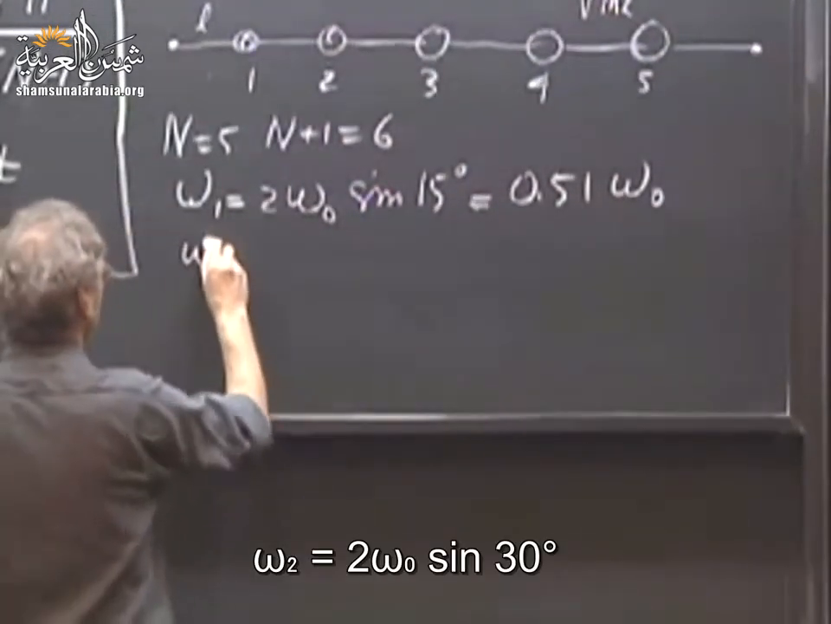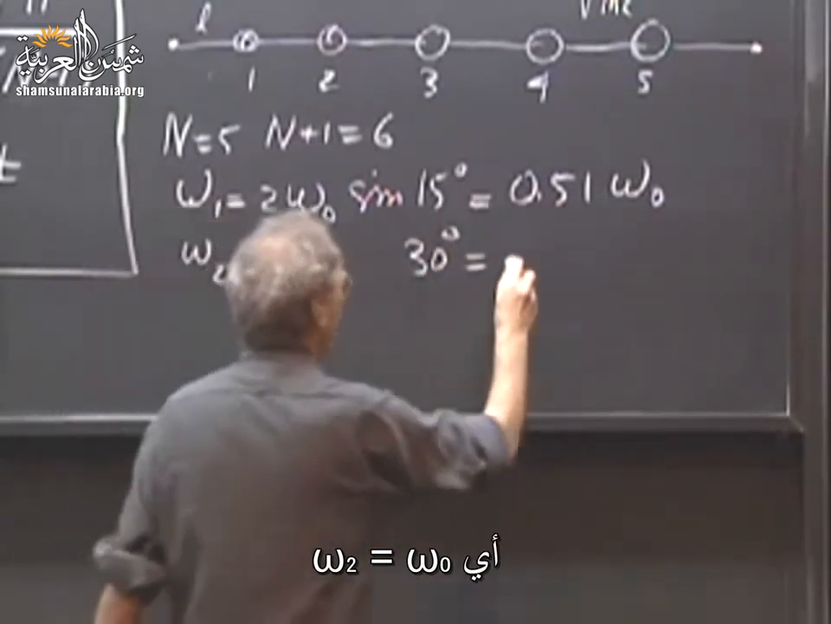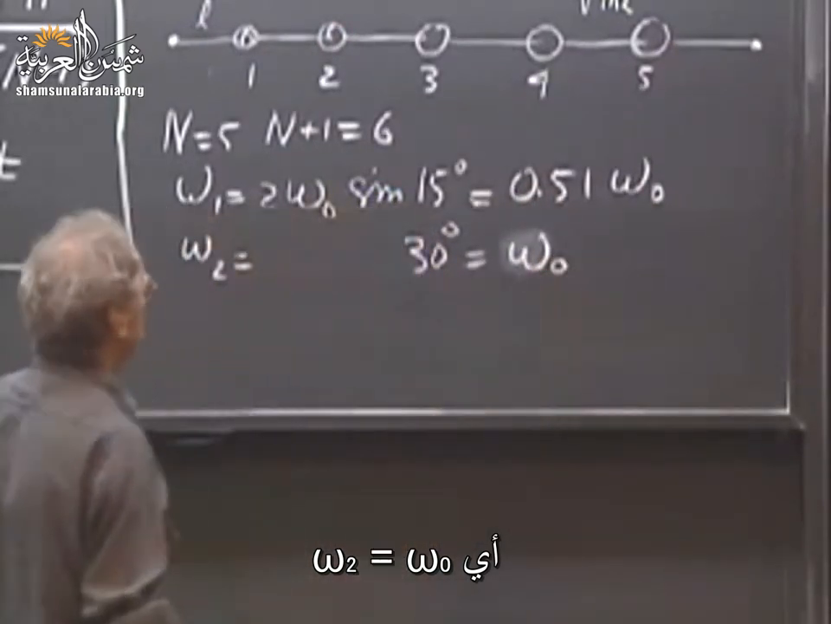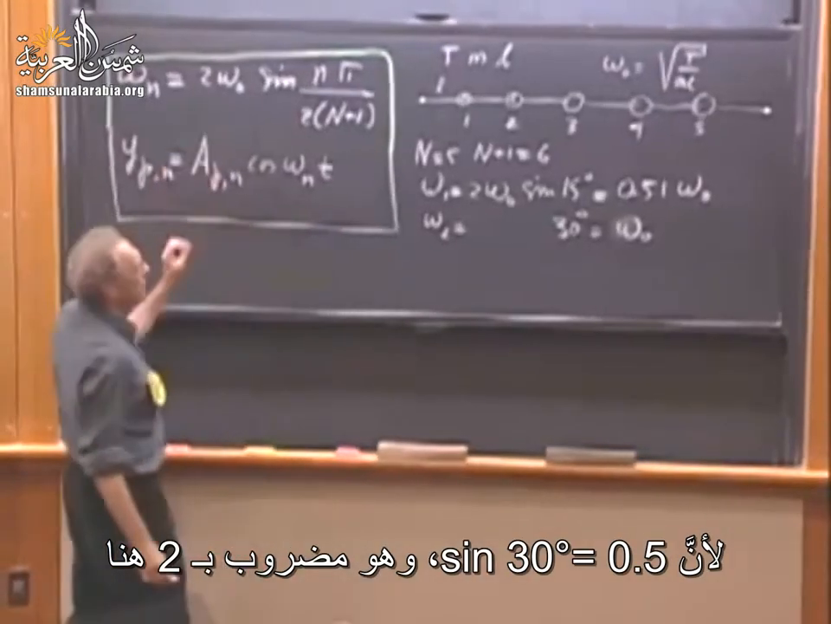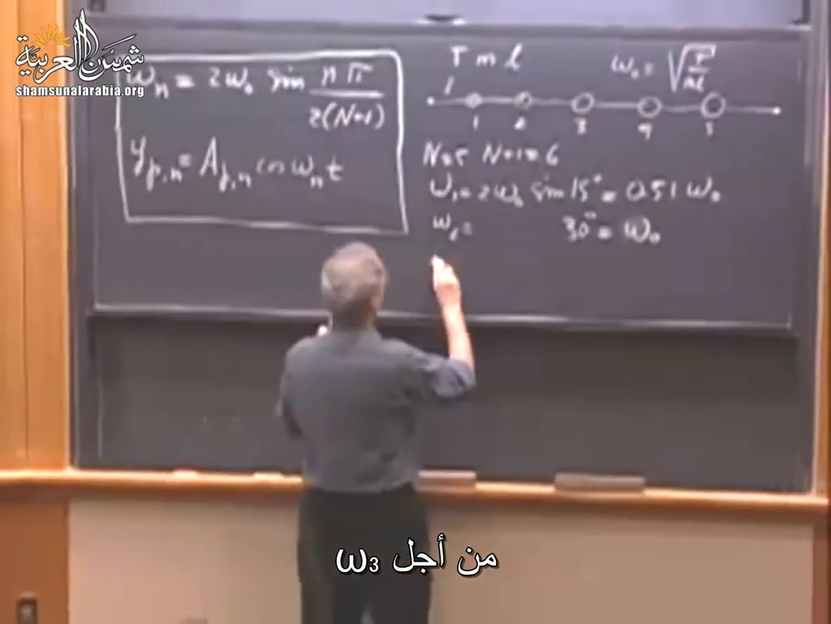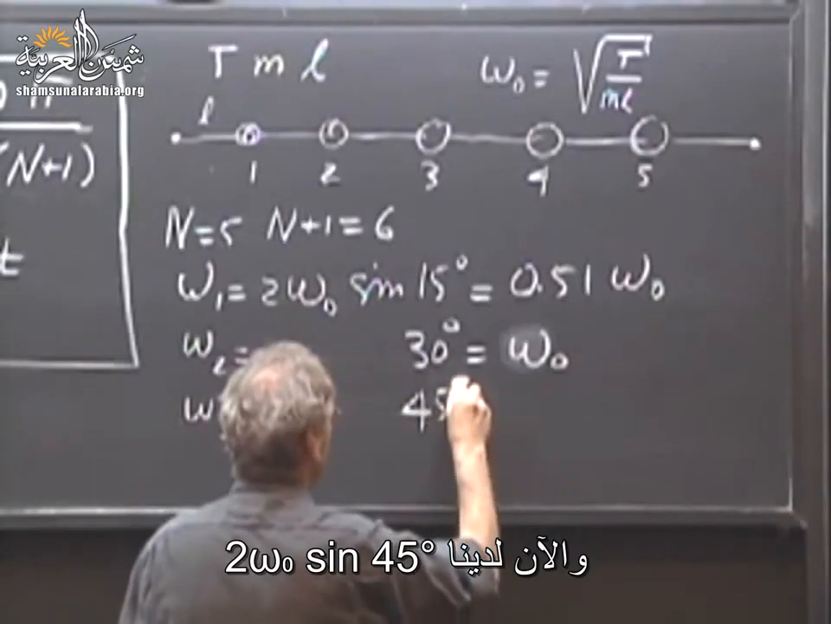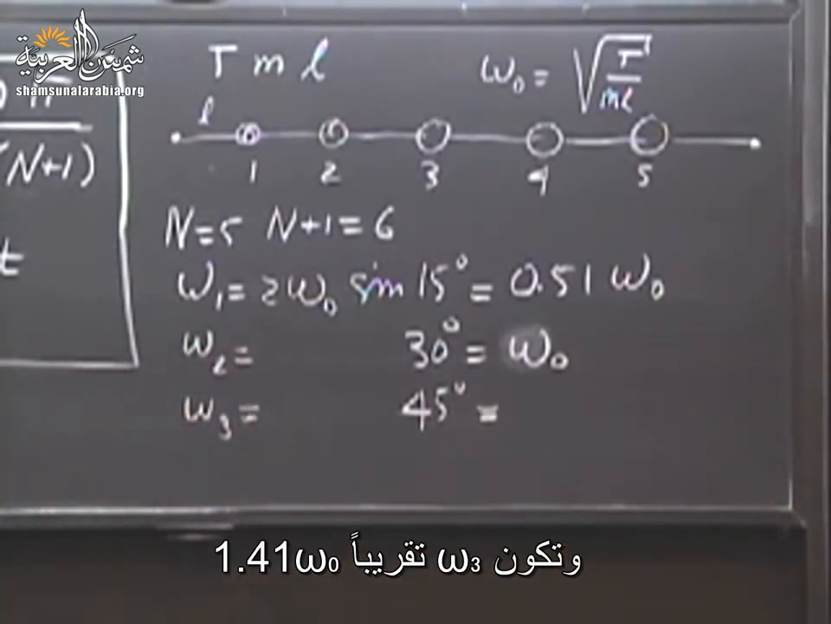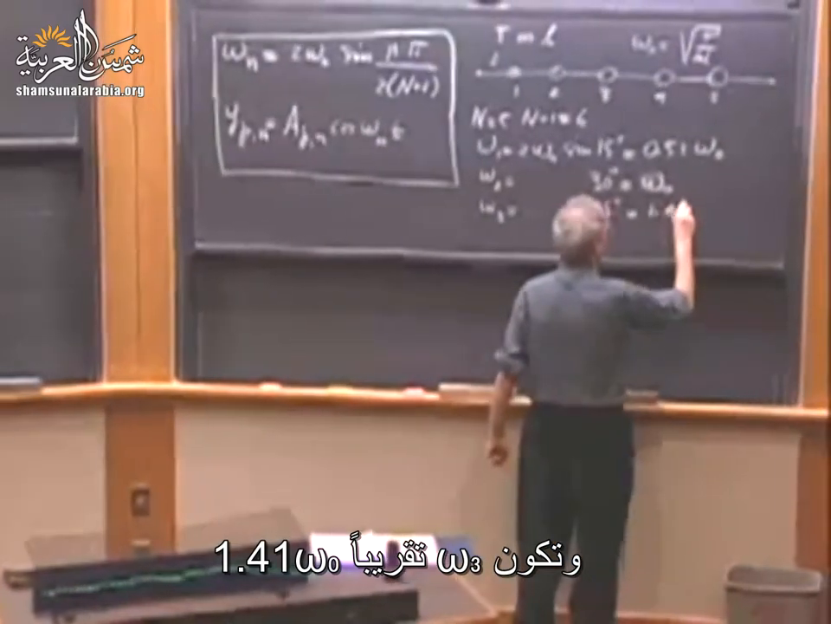I now go to omega 2, and I get the same thing, except I get 30 degrees. So I get exactly omega 0, because the sine of 30 degrees is 1/2, and that eats up this one. And I get omega 3. And now I get the sine of 45 degrees, and that is not exactly, but approximately 1.41, the square root of 2, times omega 0.